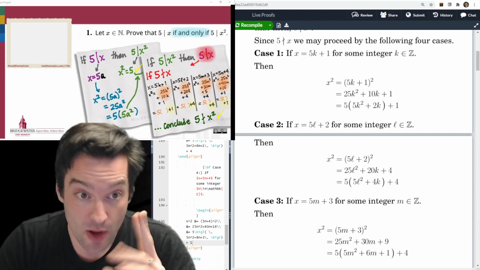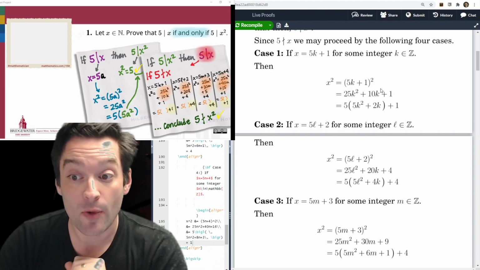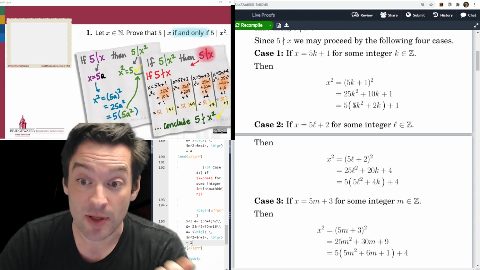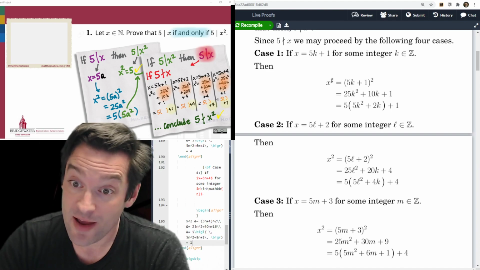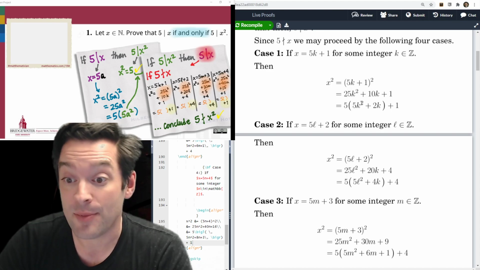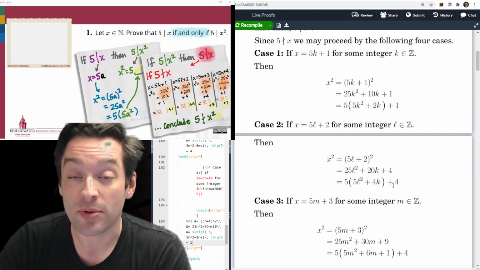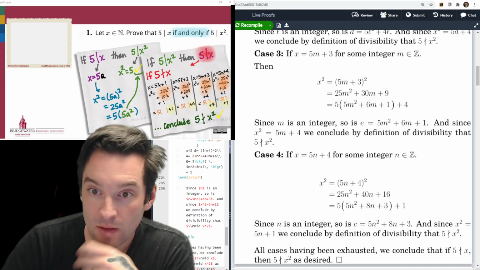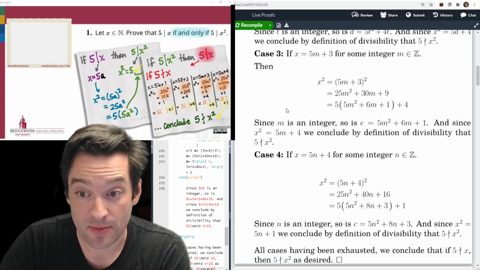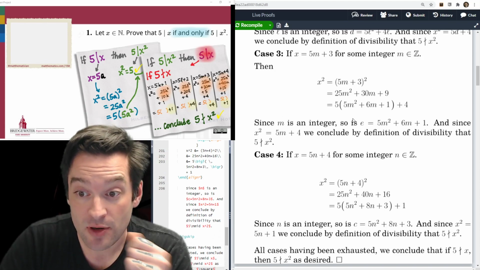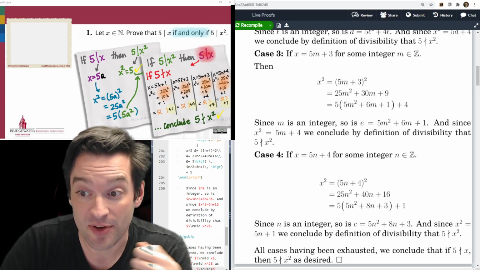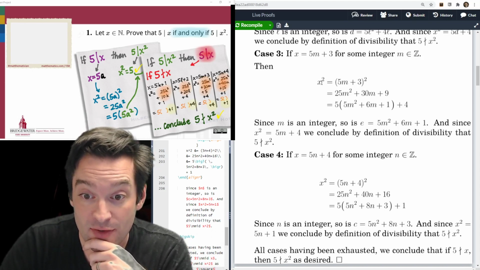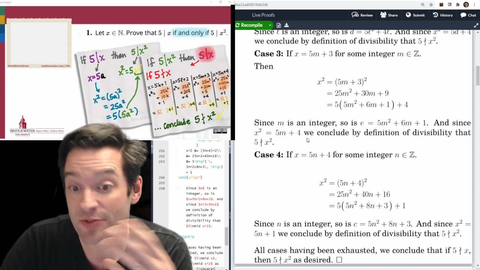Then we just need to draw the reader's attention to what's important about the quantities that are in these parentheses, namely that they are integers. And that's how we know that x squared is not divisible by 5, because x squared is equal to 5 times an integer, either plus 1 or plus 4. And so in each case, we end up saying something like, since m is an integer, so is this quantity inside the parentheses, which in this case was 5m squared plus 6m plus 1. And so we've shown that x squared is equal to 5 times an integer plus 4 in this example.